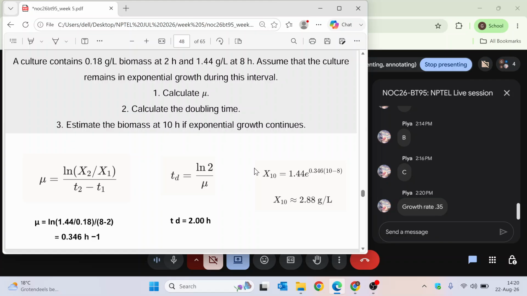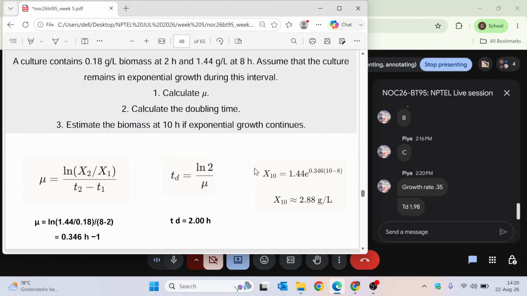So the first question is calculate mu. Mu is ln x2 by x1, the population, divided by T2 minus T1. Here your T2 is 8 hours and x2 is 1.44, and T1 is 2 hours and x1 is 0.18. So when you substitute, you will get 0.346 or 0.35 per hour as you mentioned.